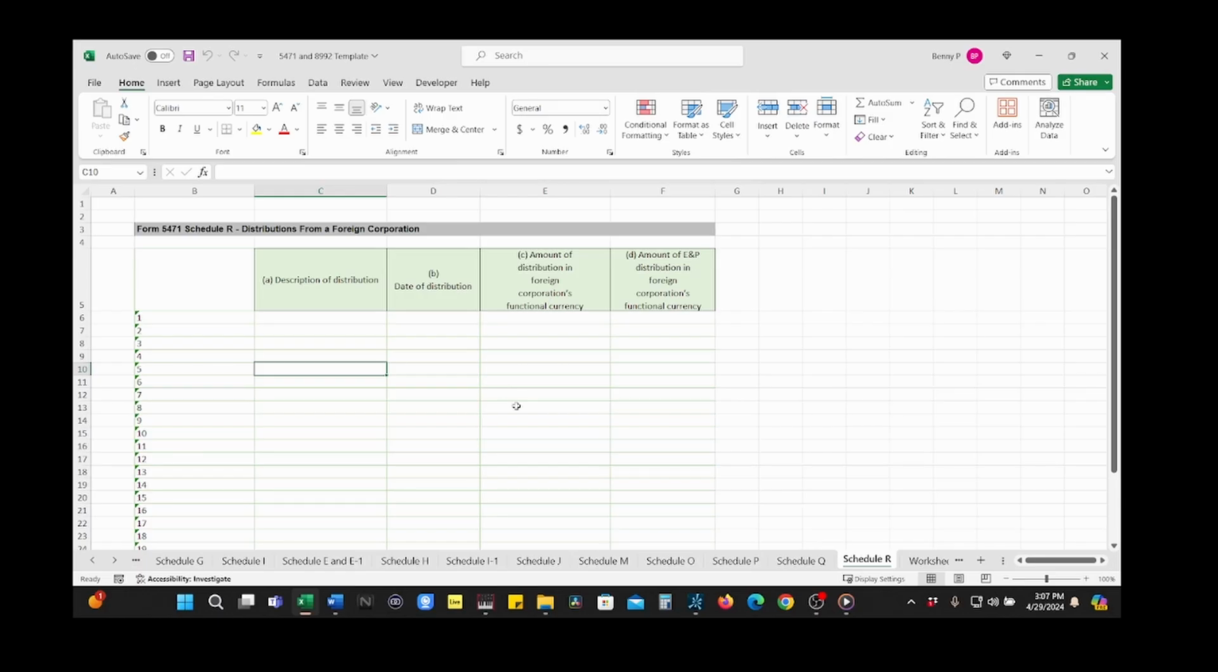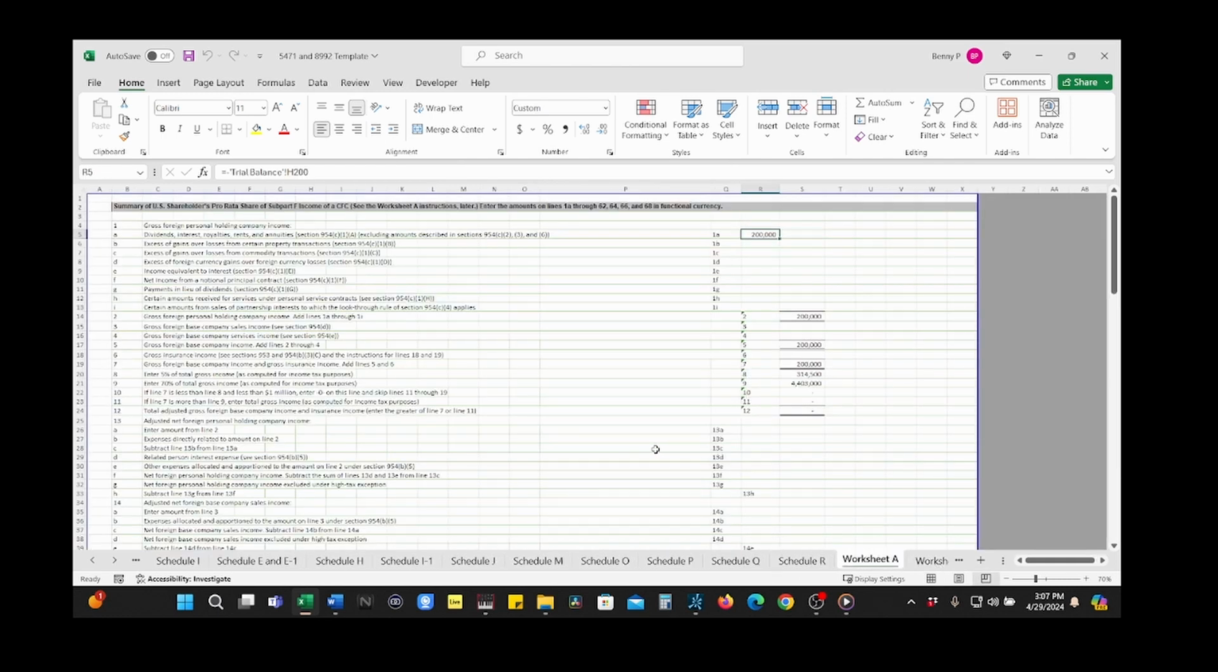We have to fill out Worksheet A if we have potential subpart F income. Here we have included the hypothetical amounts of 200,000 Canadian dollars of interest income. The calculation will test whether the amount of subpart F income is less than 5% of total gross income of the foreign corporation. If it's under that threshold, then all the income is not subpart F income and is considered GILTI income.